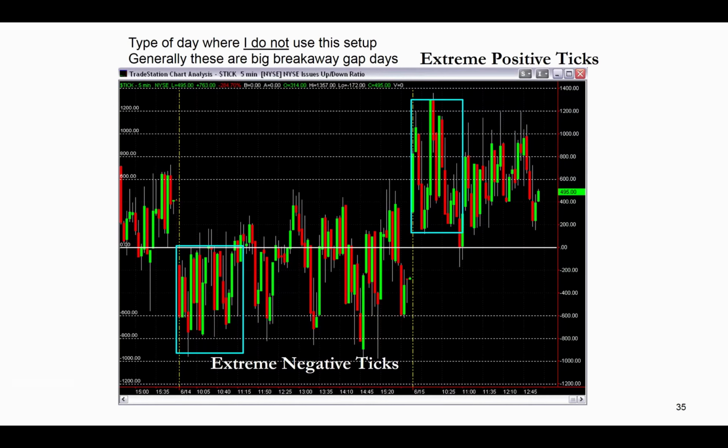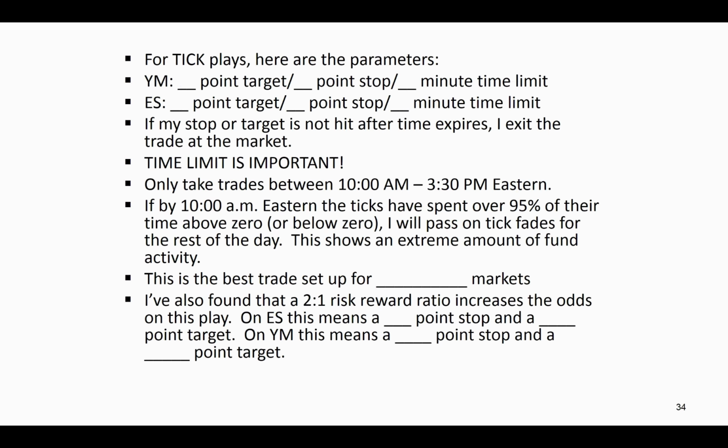Again, super simple rules here. If you guys are having problems with this, remember slide 34, that's the checklist. So when you get that first tick reading, you have a 3-point target, a 6-point stop, and a 30-minute time limit. And I'll show you a couple of other things too that can make it kind of simpler for you.